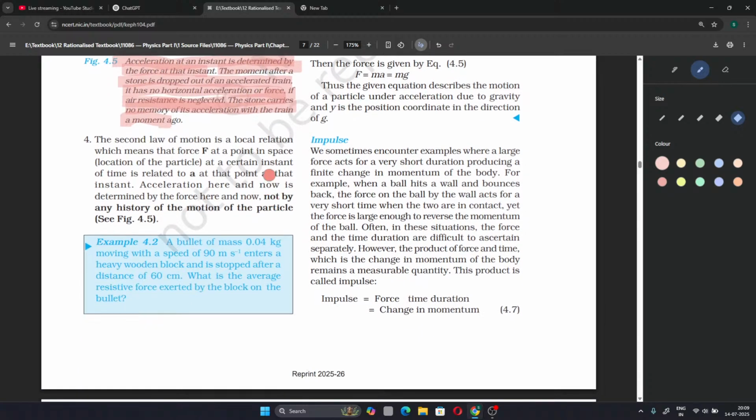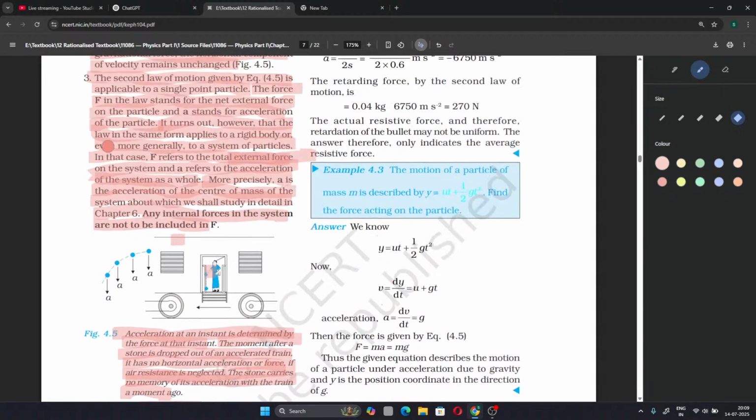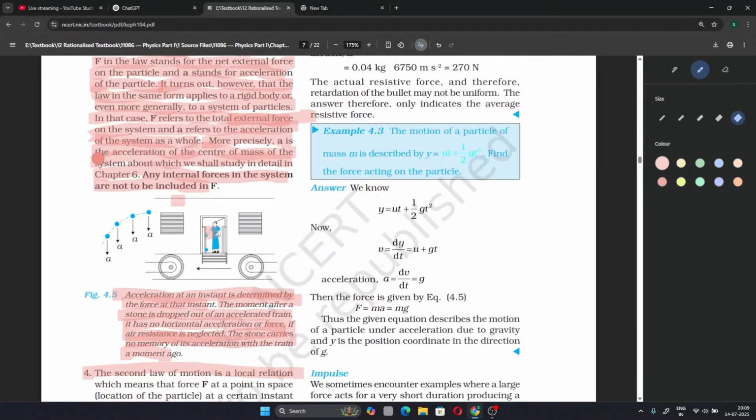Now, the second law of motion is local. Wait, I think I missed things, right? No, I didn't miss it. Okay, fine.